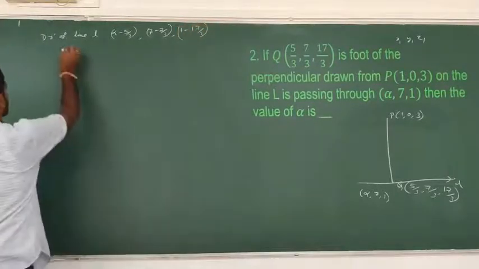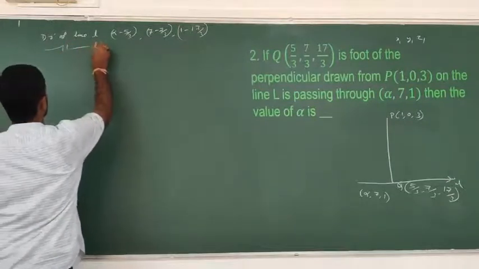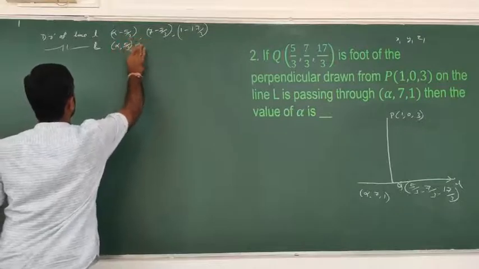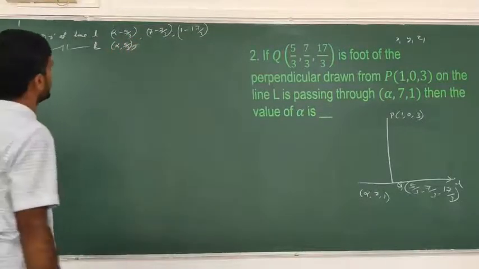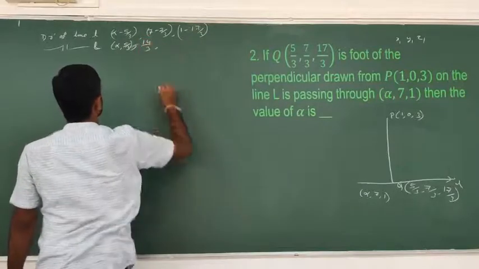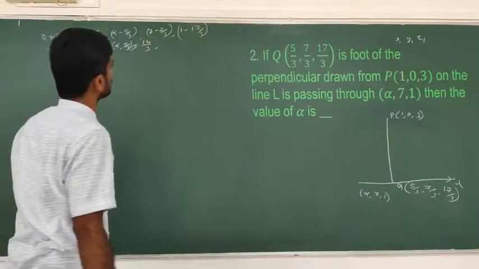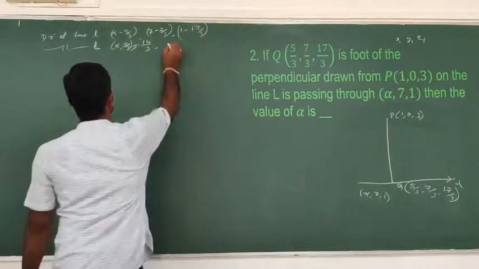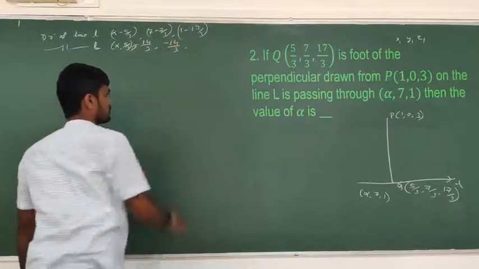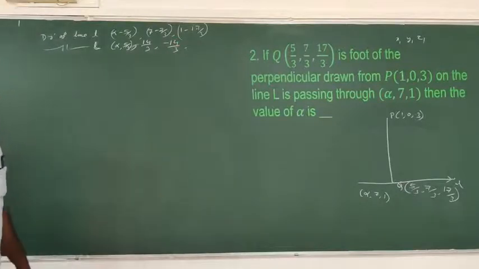Simplifying: alpha minus 5 by 3 comma 3 7s are 21 minus 7 is 14 by 3 comma 3 1s are 3 minus 17 is minus 14 by 3. Okay, so these are the direction ratios of line L.